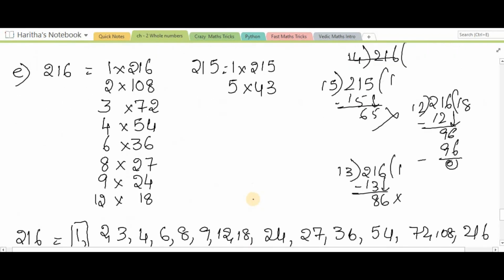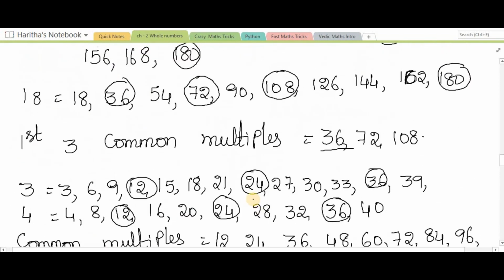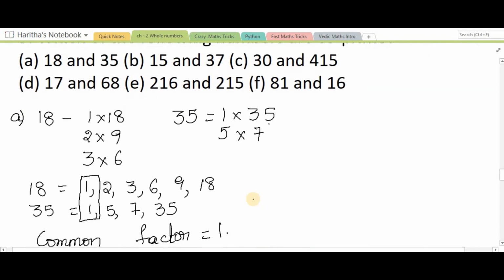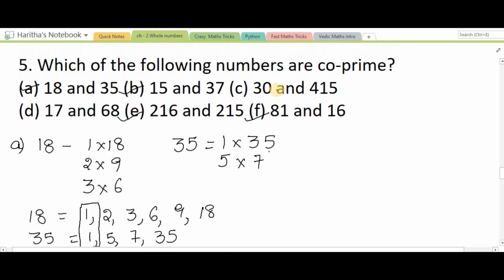So friends, in this video, which of the following are co-primes? 18 and 35 are co-primes, 15 and 37 are co-primes, and then 216 and 215 are co-primes, 81 and 16 are also co-primes. So A, B, E, F are co-primes. That's what the question asked. Which of the following numbers are co-primes?